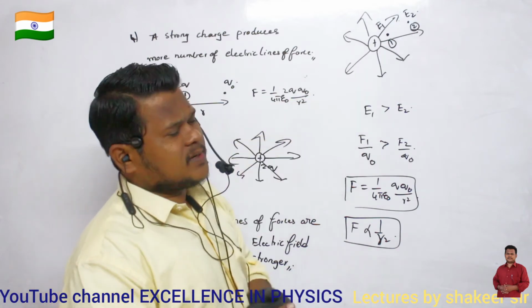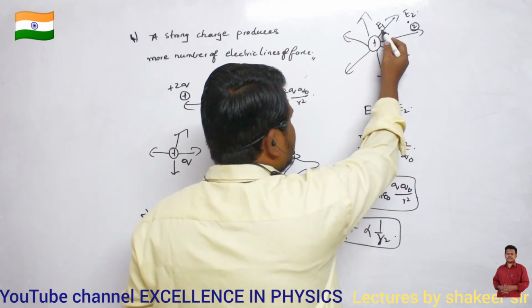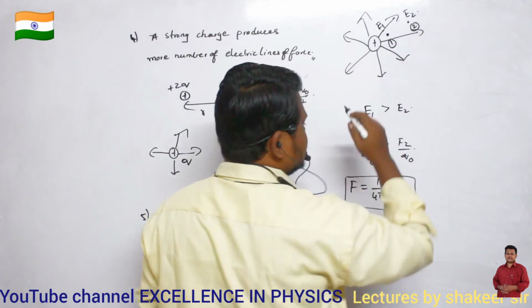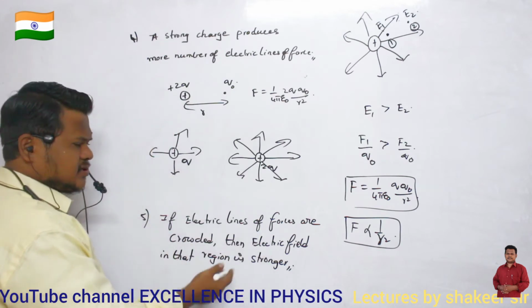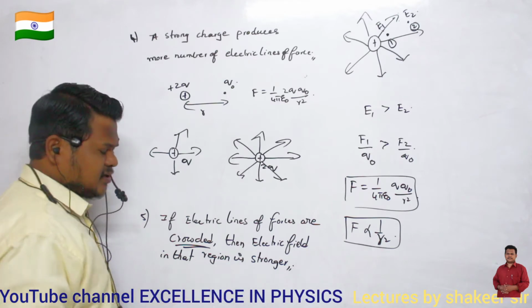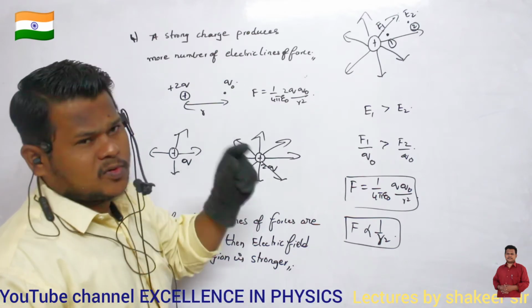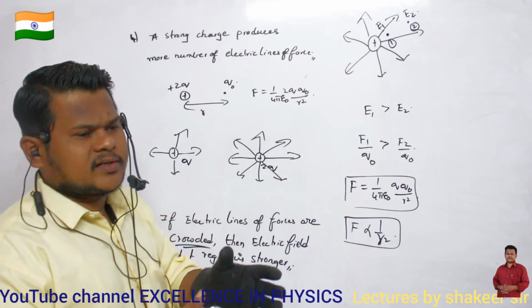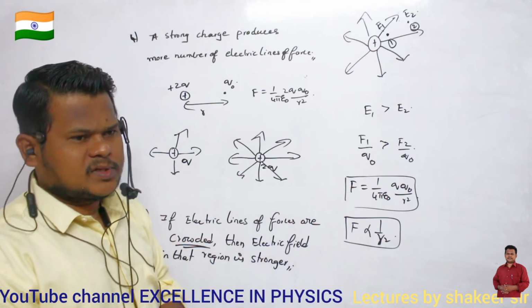The same concept I can explain like this also. The distance between two electric lines of force is very small here, and here the distance between the same two electric lines of force has increased. Understand? So this satisfies this condition. If electric lines of force are crowded, then the electric field in that region will be stronger. If more electric lines are passing through a region, then the electric field in that region is stronger. Otherwise it is weaker. Are you able to understand?